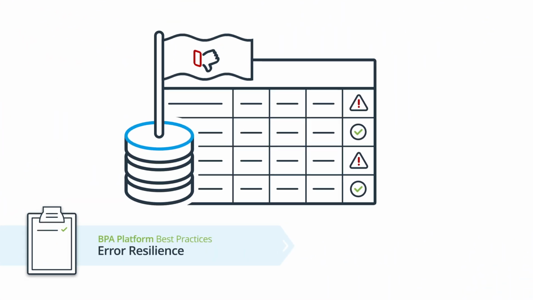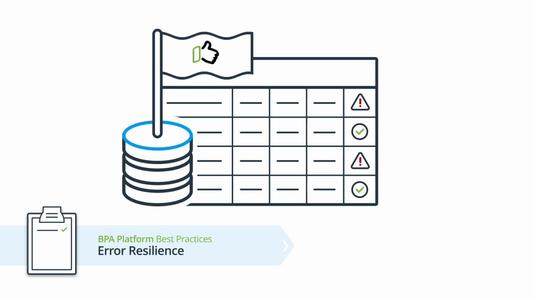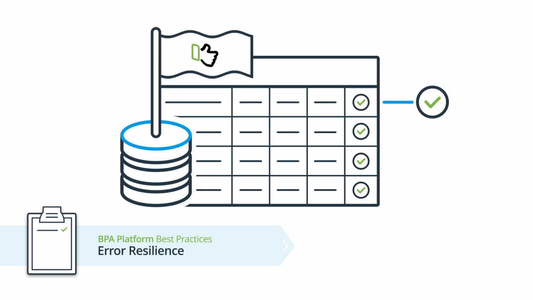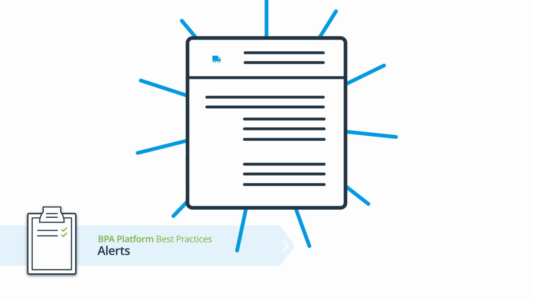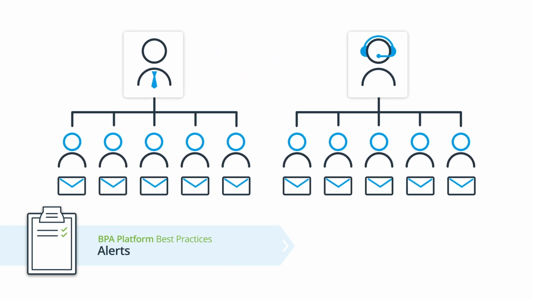Use flags, for example failed or success in staging, to identify and manage errors, and store failed transactions for reprocessing. Configure email notifications for errors and task statuses. Use group email addresses for easy updates.